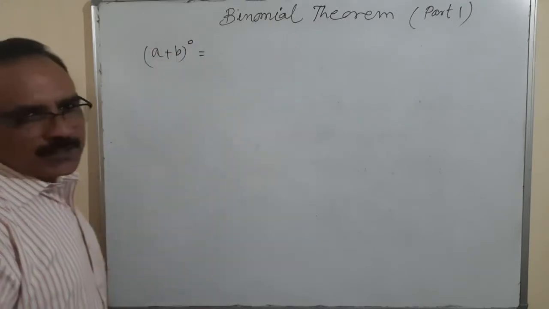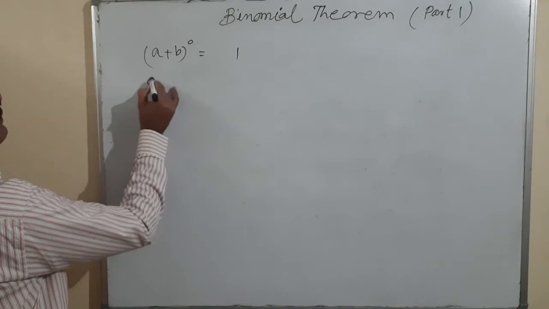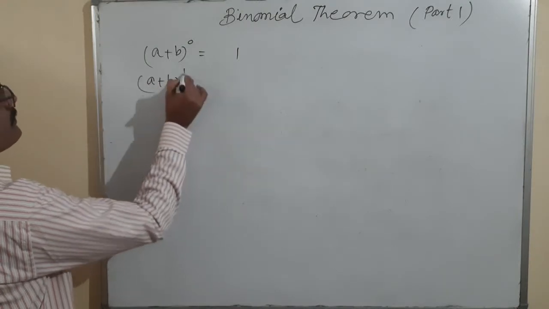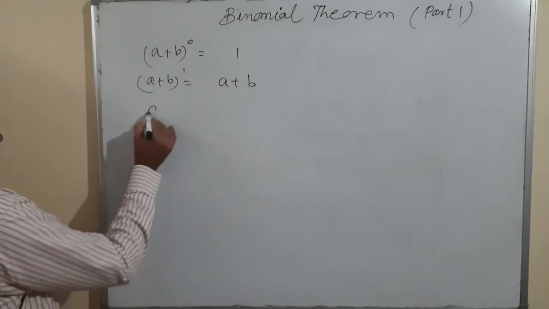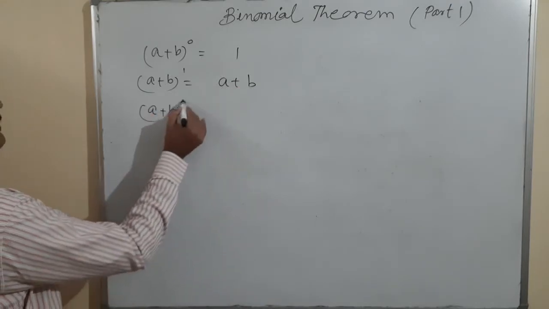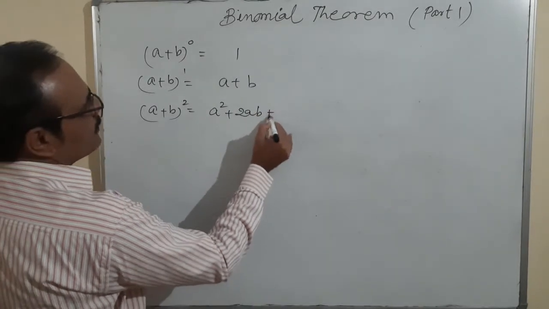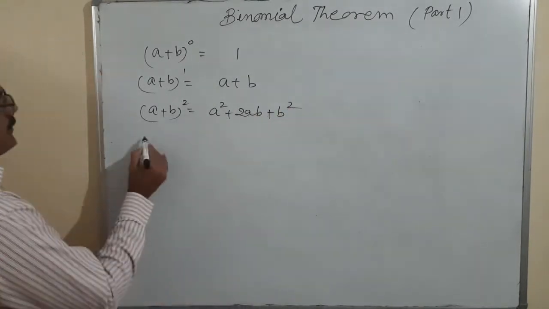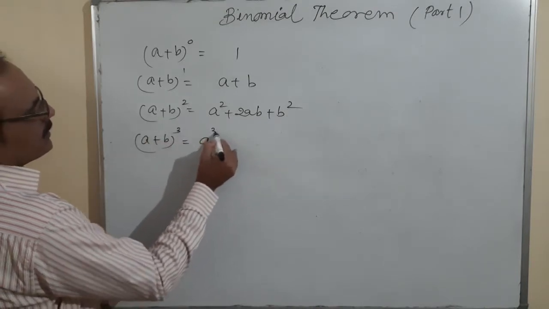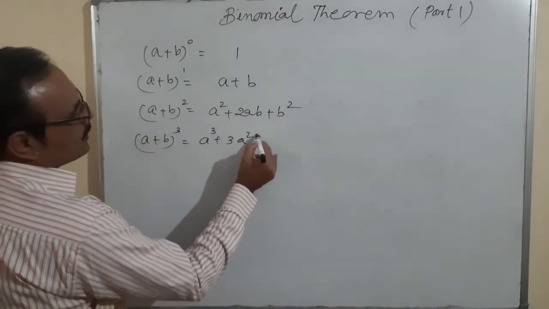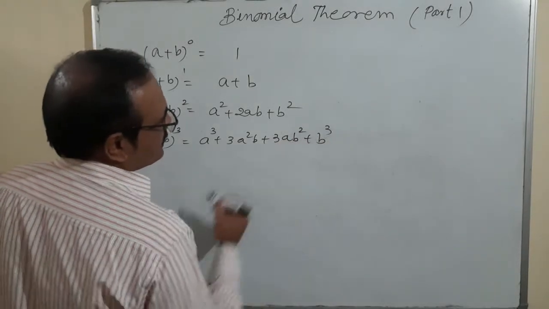Of course, with 0 as the power, the value is 1 for any number. (a + b) to the power 1 is a + b. (a + b) whole square is a square plus 2ab plus b square. And one more identity, we know that (a + b) whole cube is a cube plus 3a square b plus 3ab square plus b cube. Isn't it?